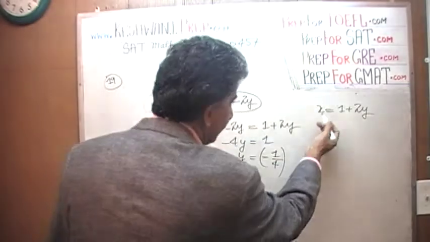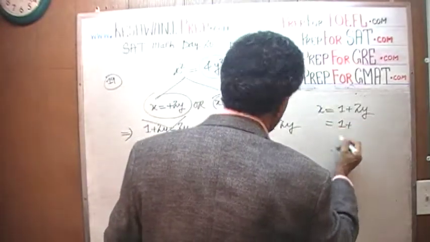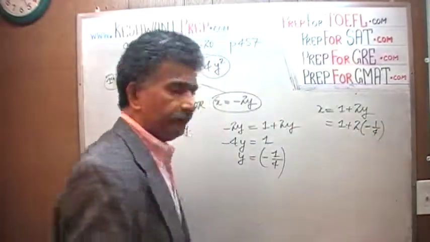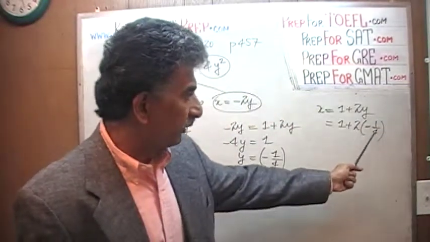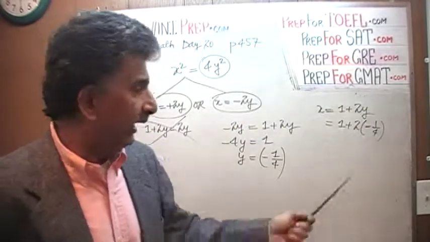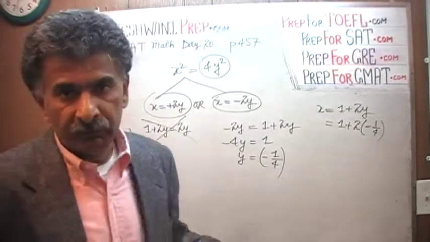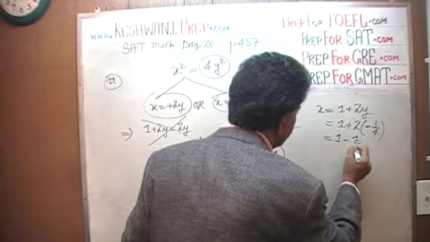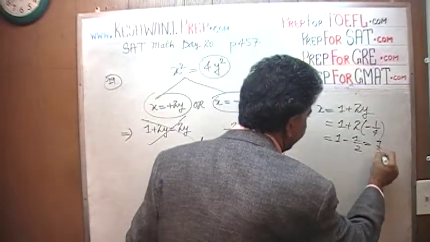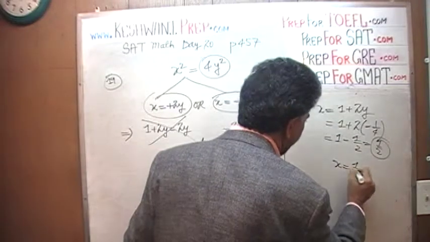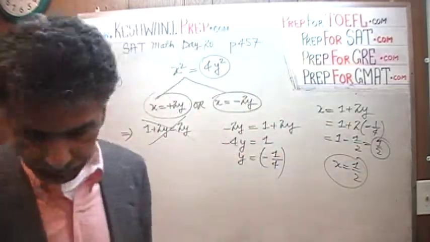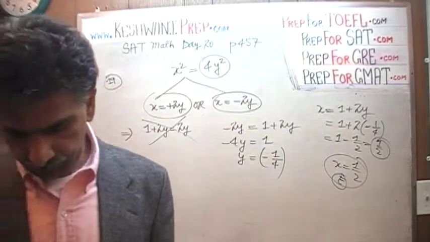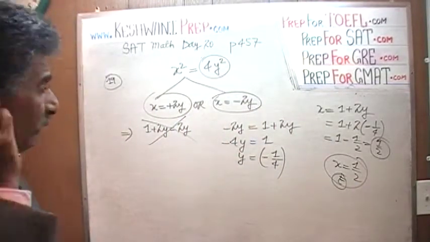And x, we know right here, equals 1 plus 2 times y. 2 times a quarter is half, and it's got a negative sign in front of it, so it's negative half. So it's 1 minus a half, which means x equals half. X equals half. That's it, that's your answer. The answer is E. This was one way of doing the problem.